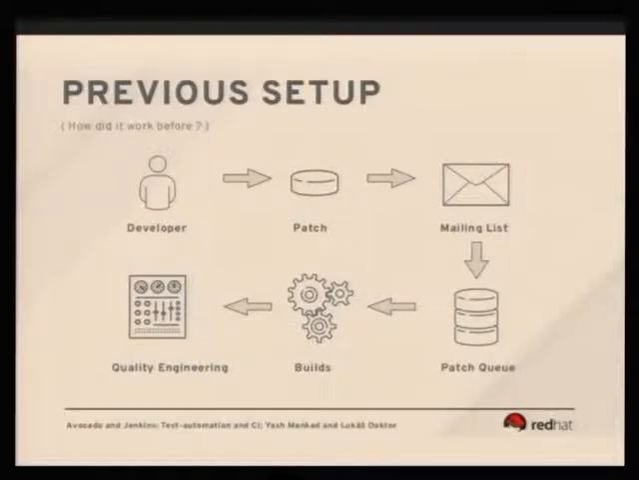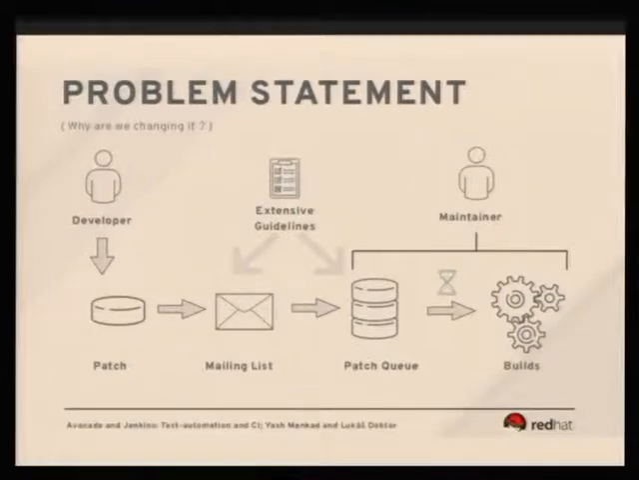The patches are then moved from the patch queue and they are applied to the source code and a build is run. Now, the reason for running the build is that we want to make sure that any changes introduced by your patch or the developer's patch does not break any existing features in the code. If the build is successful, it is then moved on to quality engineering for further testing. Well, seems simple enough, then why are we changing it? Let's look at some of the issues in the same workflow.